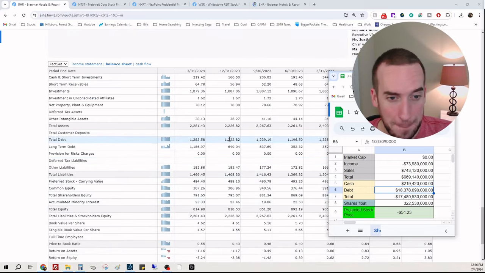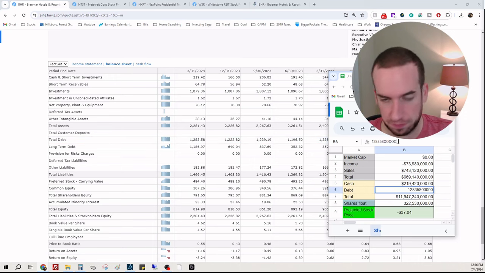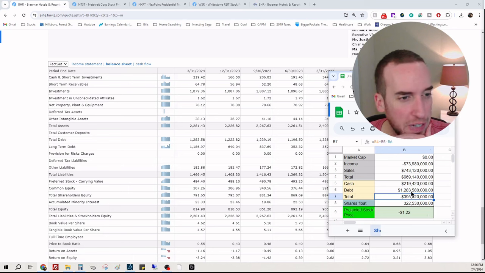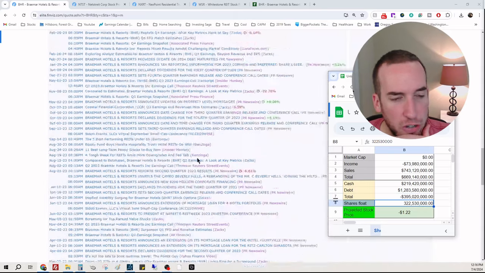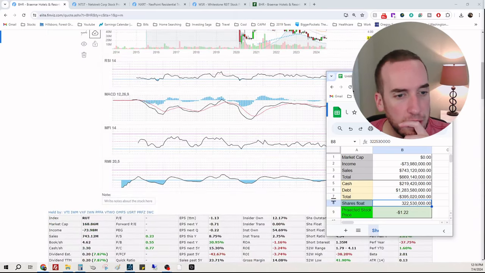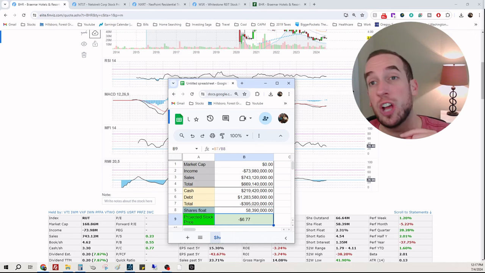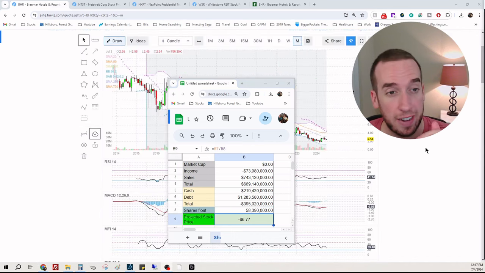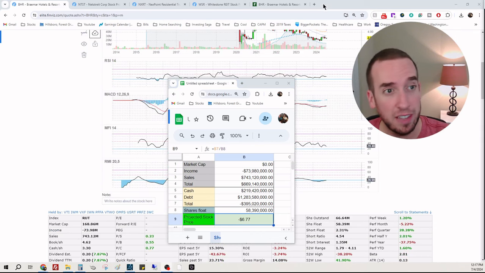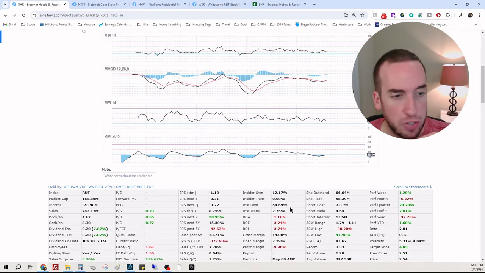220,000, 1, 2, 3. Total debt, 1,283,580,000. I need to remove 10. 1,283,580,000. Yes. Okay. And then shares float. They have 58,390,000. So that brings us to a negative share price, which means this disqualifies from being in the running for anything. But let's go ahead and see what institutions and hedge funds are doing.